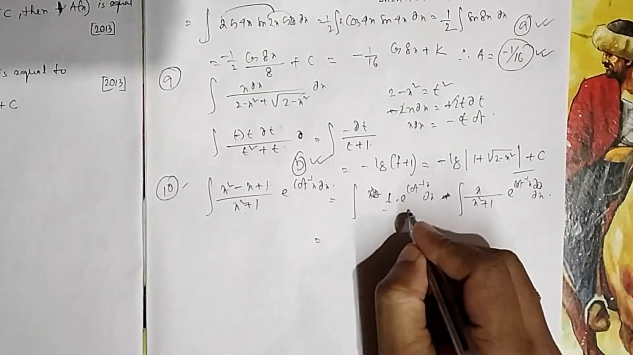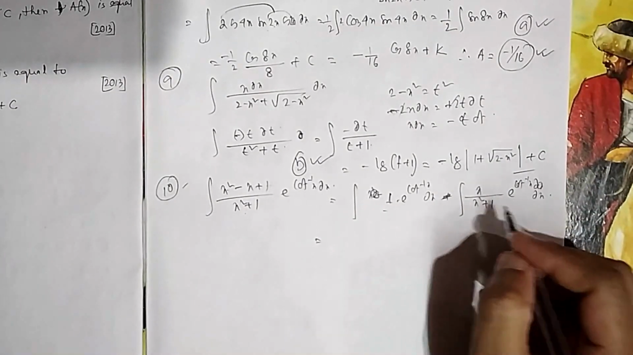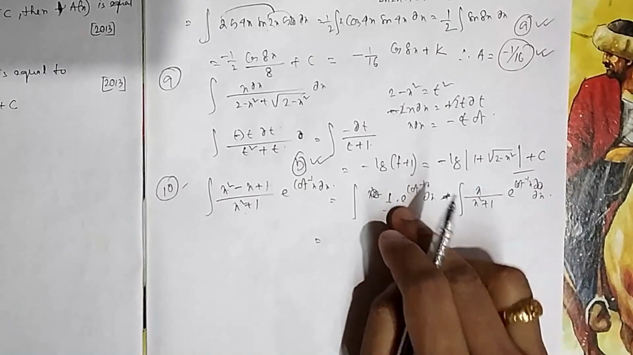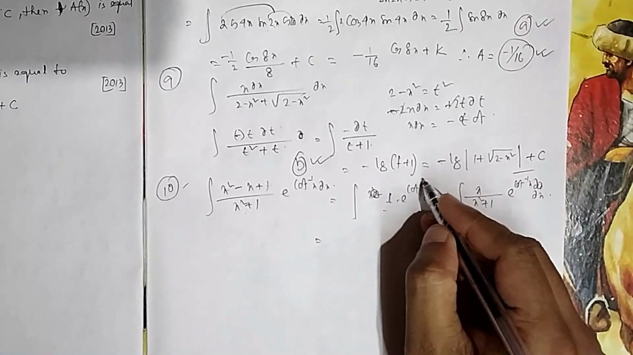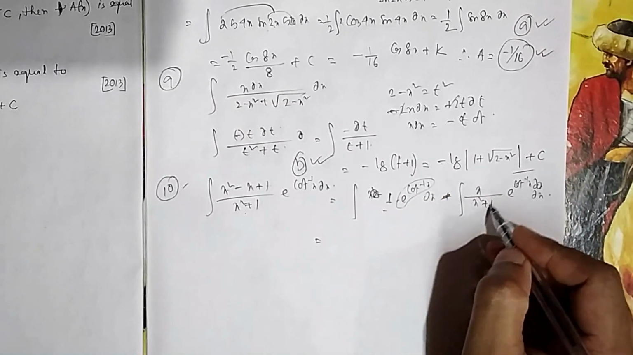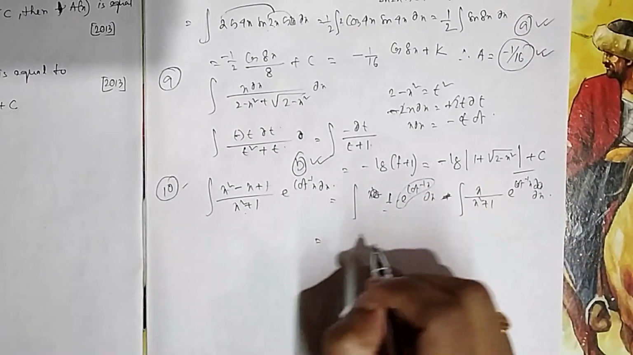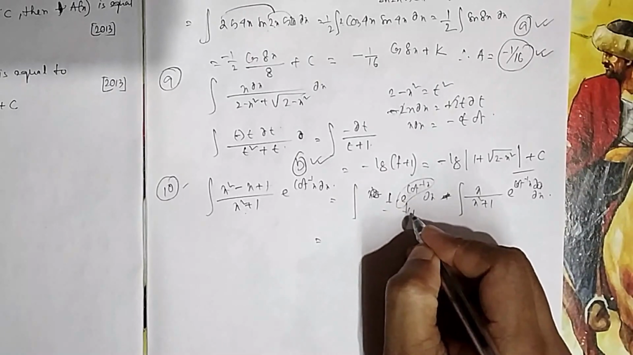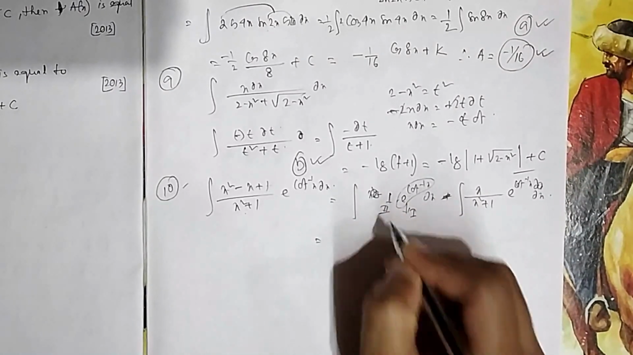Now here two byparts you can do. One is this, one is this. You keep it as it is, and you do the byparts of this one in such a way that the differentiation of this can be done, because this differentiation will come 1 by x square plus 1. So for that one we will take this one as the first function and this one as the second function.